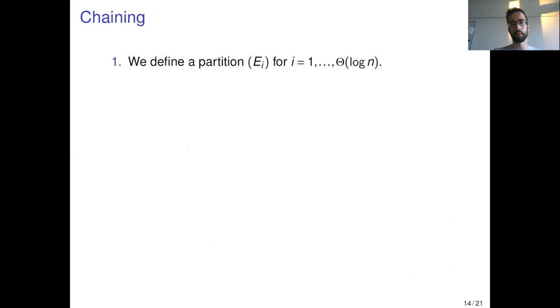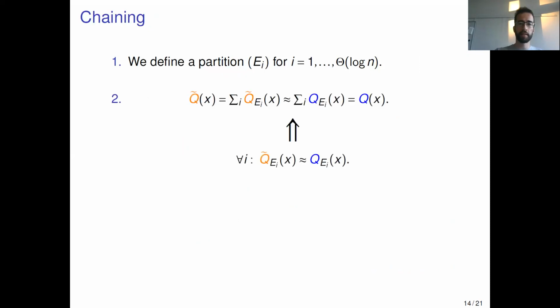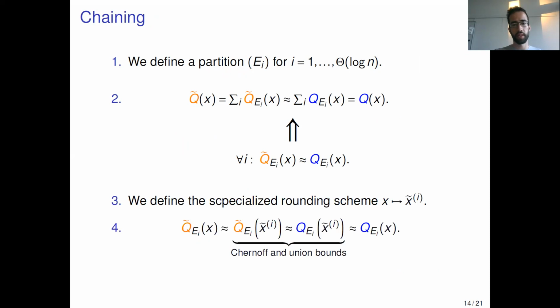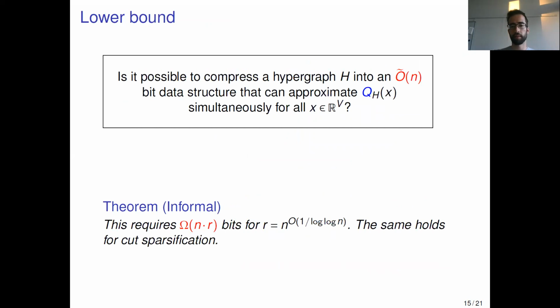So let's just quickly go over what we did. We divided the hyperedges into categories. And instead of proving concentration globally, we proved concentration for each category, which we did with a chaining argument combining Chernoff and union bounds, and specified a specific rounding scheme for that category. And all right, in the remaining time, I'm going to talk about our lower bound.